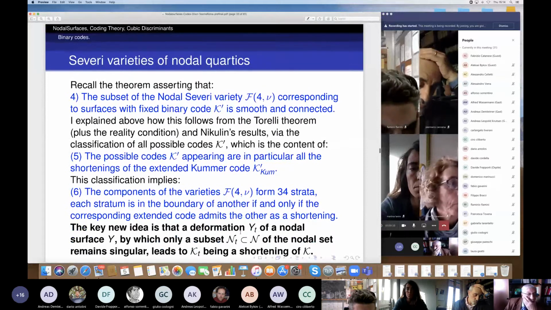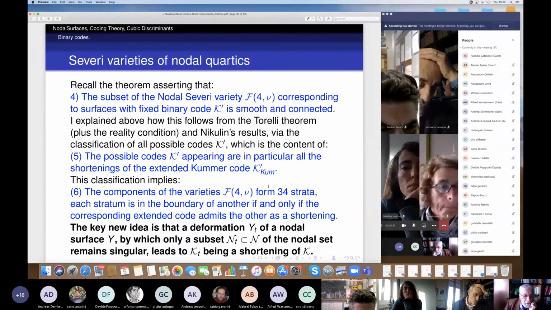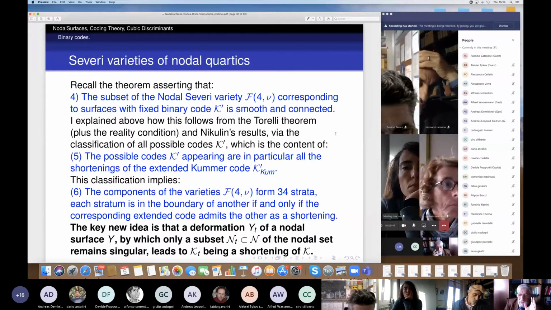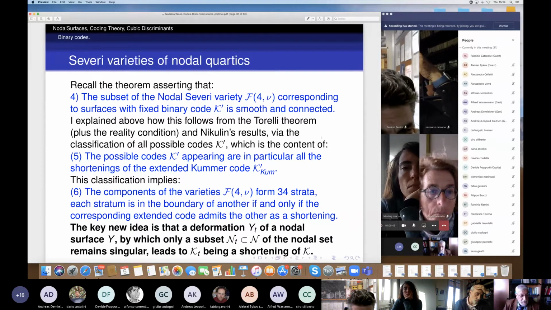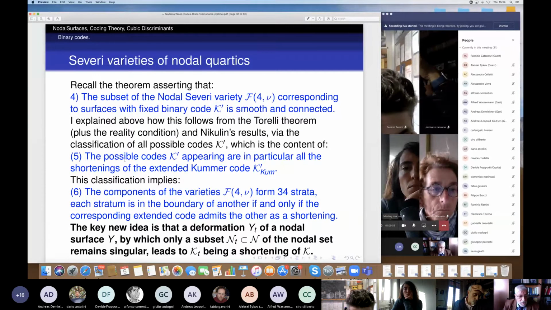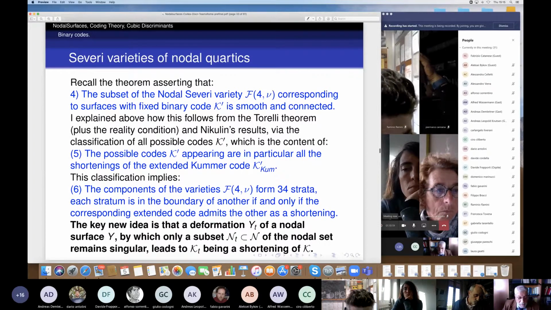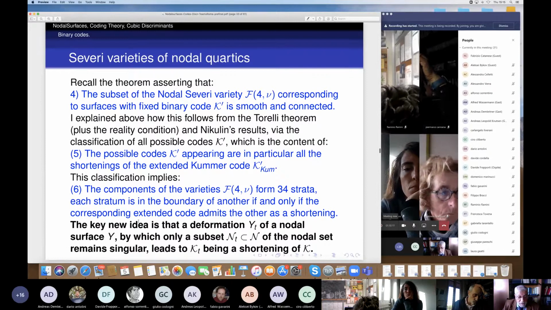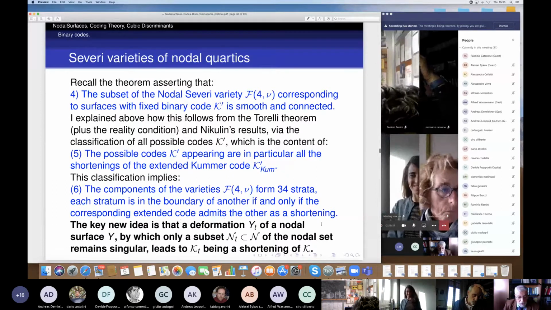The subset of the nodal variety corresponding to surfaces with fixed binary code is smooth and connected. Here I go a little bit faster because this is for experts. This follows from the Torelli Theorem plus the reality condition and McWilliams' results. However, the theorem is not finished, because you have to classify all the possible codes appearing and show that they are shortenings of the extended Kummer code. Once you have done this classification, you find that you have 34 strata, and each stratum is in the boundary of another if and only if the corresponding extended code admits the other as a shortening.